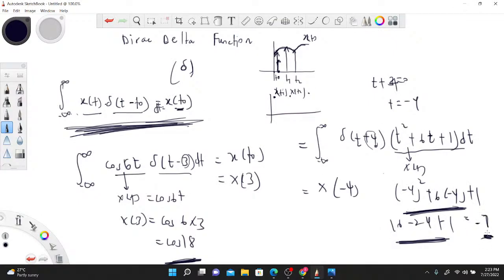And that's how you use the Dirac function to do some analysis. All right, so that's what we'll do for today.